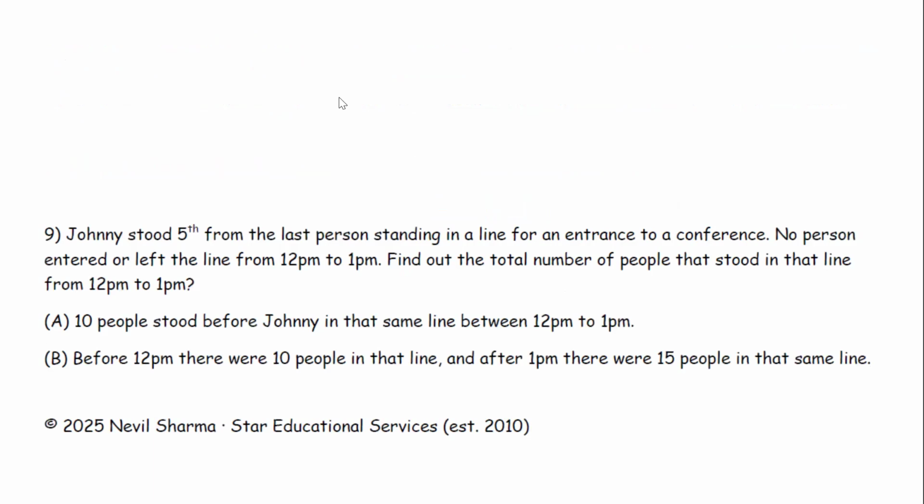Johnny stood fifth from the last, standing in a line for an entrance to a conference. No person entered or left the line from 12 p.m. to 1 p.m. Find out the total number of people that stood in that line from 12 p.m. to 1 p.m. So this is the important bracket that we have.